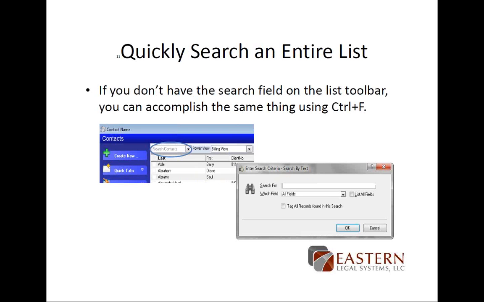To quickly search an entire list, I'm using the contact list here as an example. If you have your field called Search Contacts in the toolbar, you can type whatever you're looking for in there and hit Enter, and it will search all the contact records. If you do not have that on your toolbar and you don't want to add it, you can use Control F as in Frank, which works just about in every Windows program you can think of. It's kind of a universal field for finding something. So Control F will bring up this little window, and you can type in the text that you're searching for, and you can specify if you want to look in a particular field or in all fields.